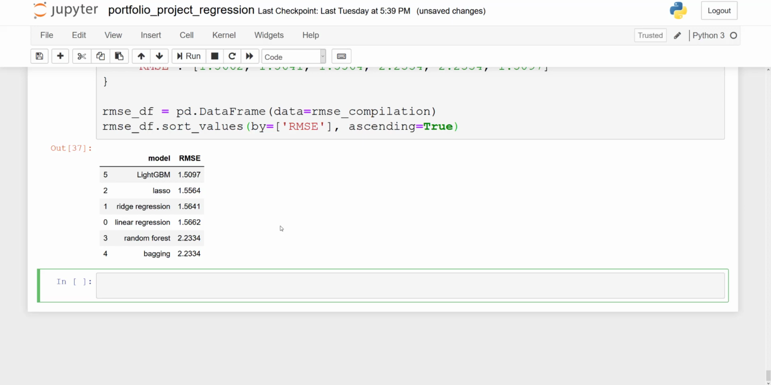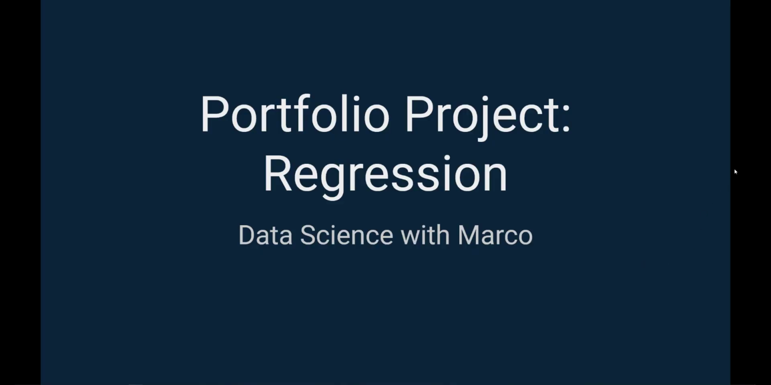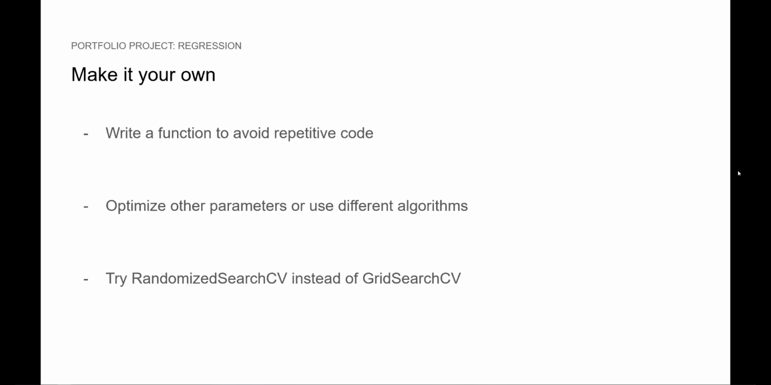All right, so that was quite a project. Congratulations on making it to the end. Now, I would like to give you some hints as to how you can make this project your own. So an example that you could do is maybe write a function to avoid repetitive code. So we were copy pasting a lot of code for the RMSE. So maybe try to write a function so that we don't have to do that.